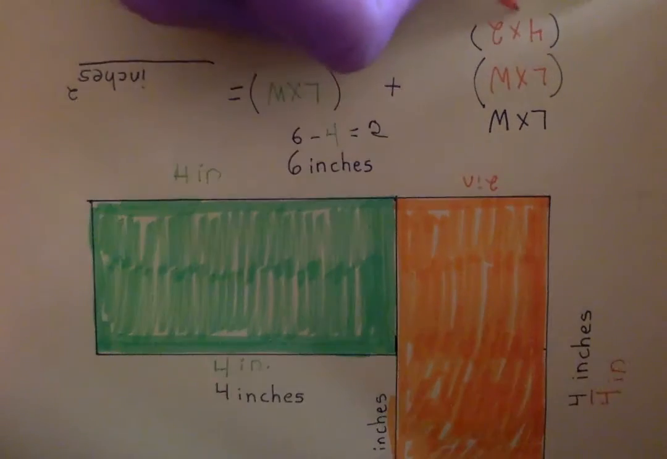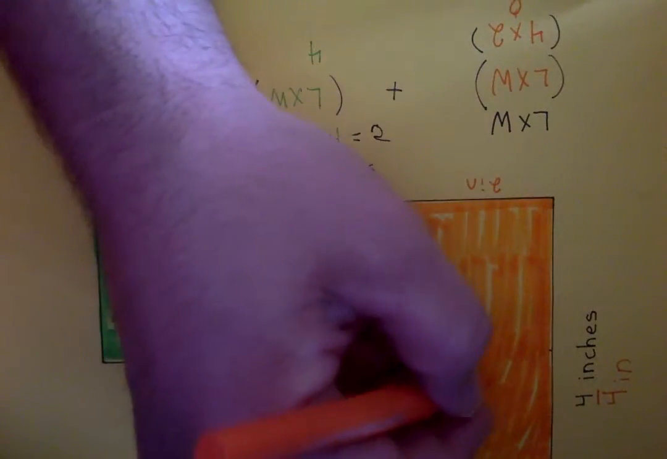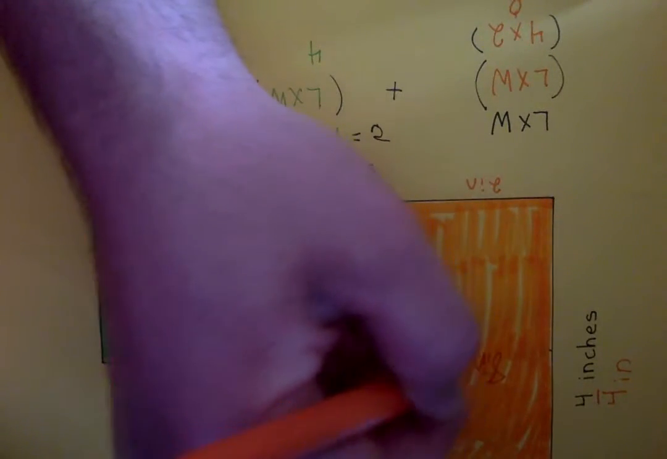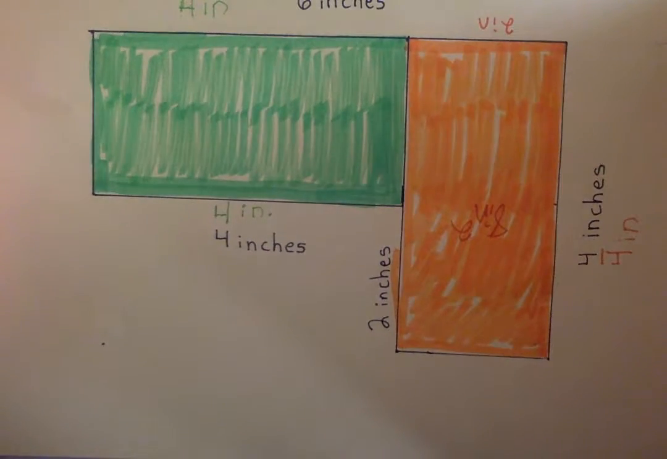Now I have the width of the orange, and now I can calculate that. 2 times 4 is 8. I now know that this is 8 square inches. Now I'm going to do the green. Finish the green.